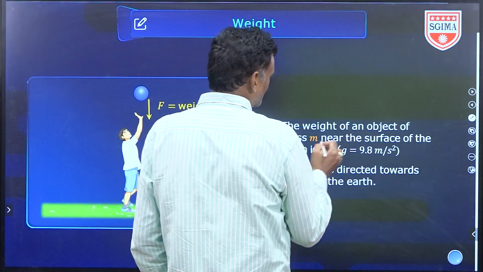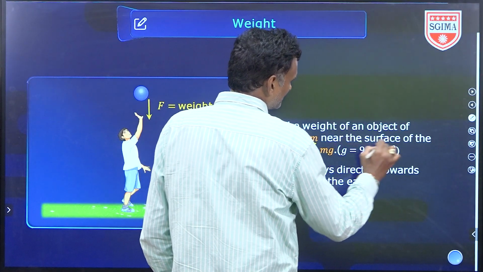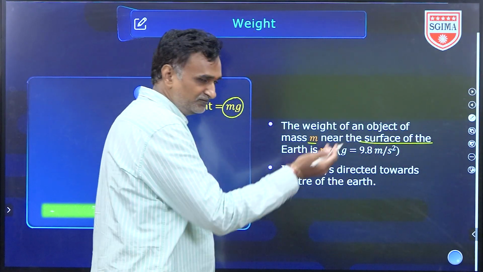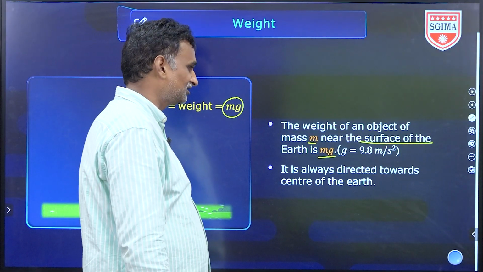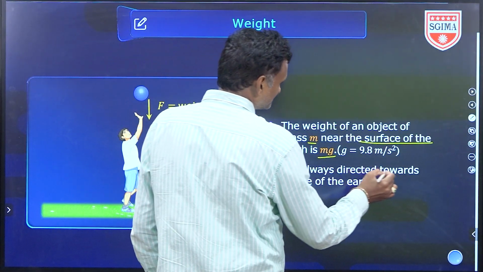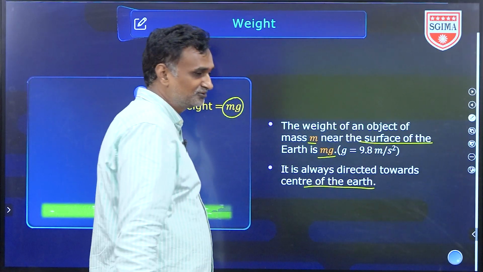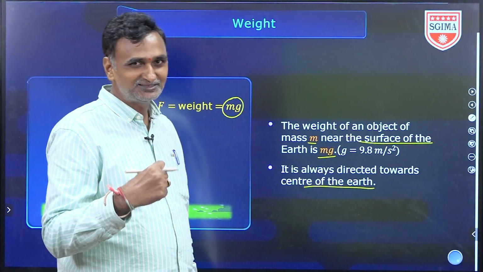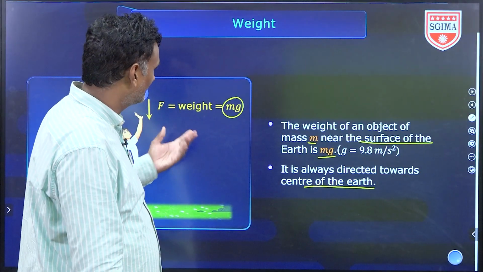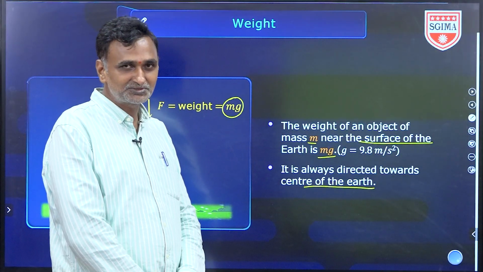The weight of an object of mass m near the surface of the Earth is mg, where g equals 9.8 meters per second squared on the surface. It is always directed towards the center of the Earth, because every object is pulled by the Earth towards its center. That force on every object is called weight force.